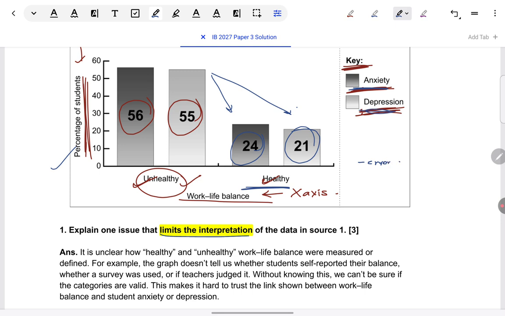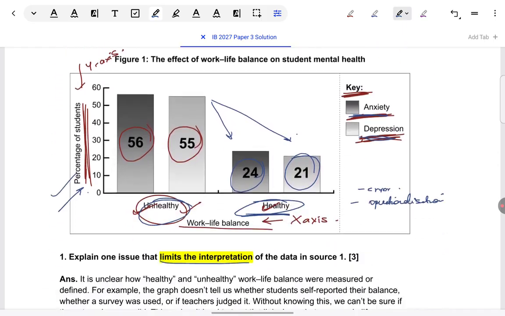What all can limit interpretation? Is there any information about error? Like, I don't see any error bars on this graph. Is there any information about operationalization? How have these variables on the graph been measured? Again, I don't see any information about that. No doubt the percentage of students is there on the y-axis, but what is this healthy and unhealthy exactly? No information on how it has been measured. There's no text to describe it either.